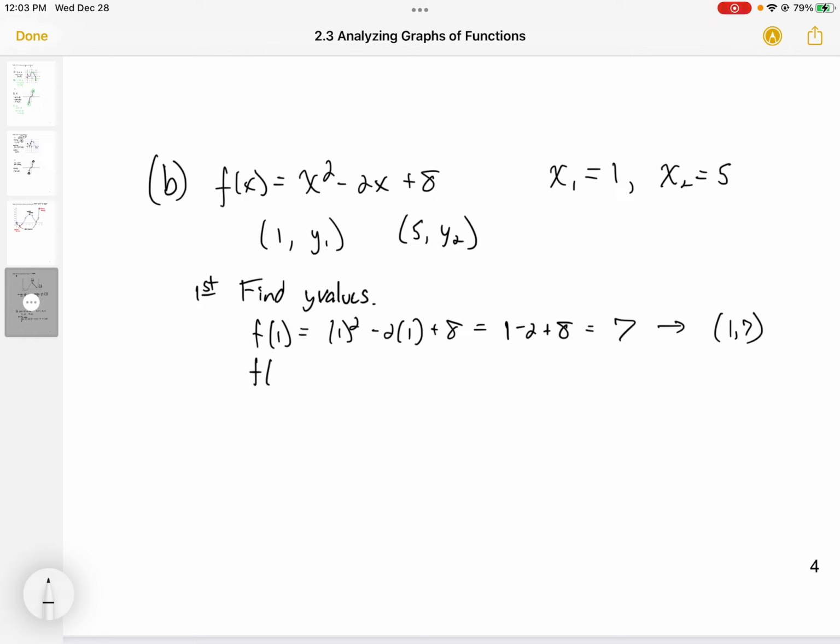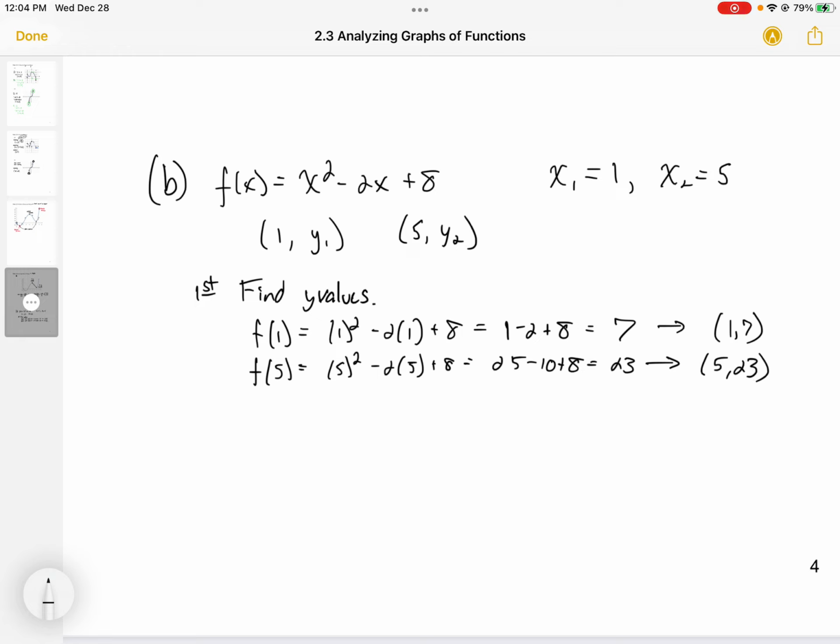Our second point is f of 5. So that is 25 minus 10 plus 8. 25 minus 10 is 15 plus 8 is 23. So our second point is 5 comma 23.